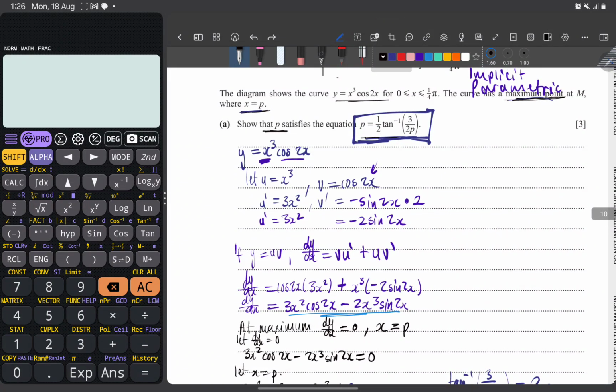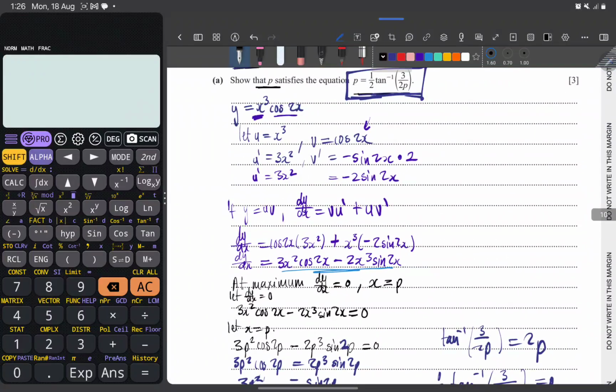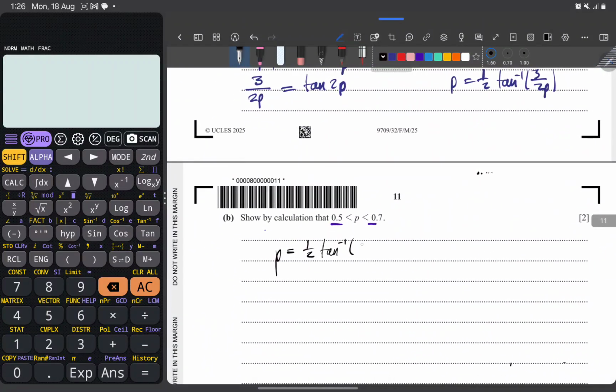So they said p is equal to half tan inverse of 3 over 2p. We are lucky to have found it. We're fortunate. We've found it because we did well. But if we hadn't, we would still just use it. p is half tan inverse of 3 over 2p. You use their solution, right?